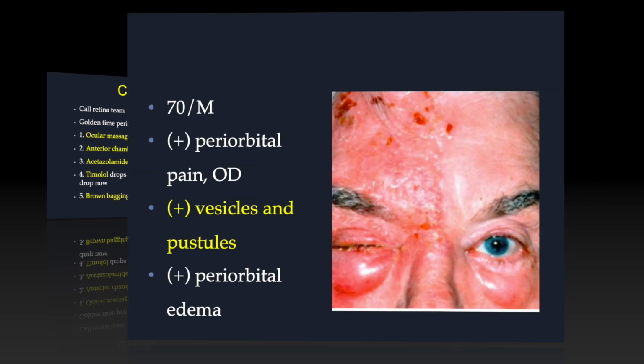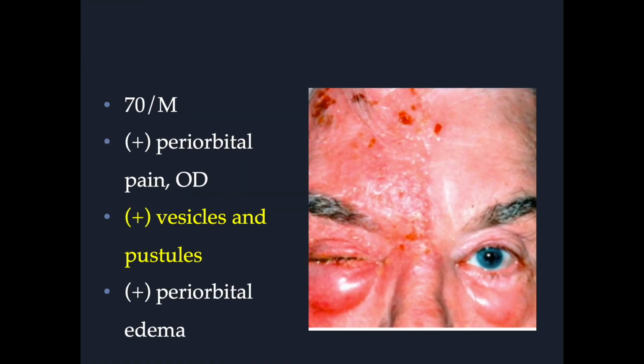So here's another case. Just look at the picture. This patient is complaining of periorbital pain, and more prominently in the photo, you could appreciate some vesicles and pustules. The patient also has some periorbital edema. So what is this case?